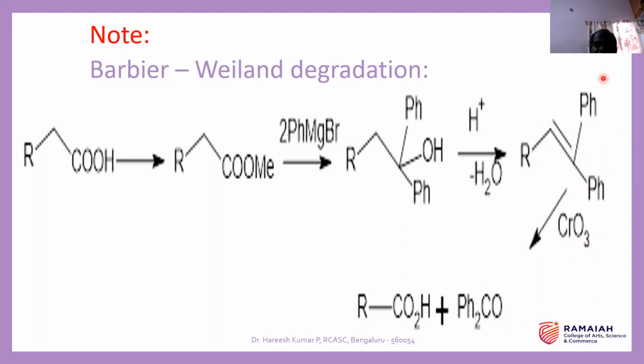So what it means is that the Barbier-Wieland degradation involves the conversion of an alpha carbon containing carboxylic acid into an ester. The obtained ester, when treated with an organometallic reagent, gives an alcohol. Alcohol dehydration gives an alkene. The obtained alkene, when treated with chromium trioxide, gives a carboxylic acid with one carbon less.